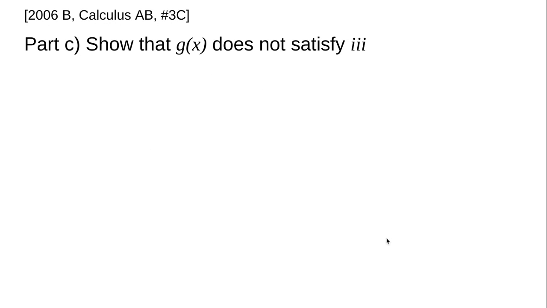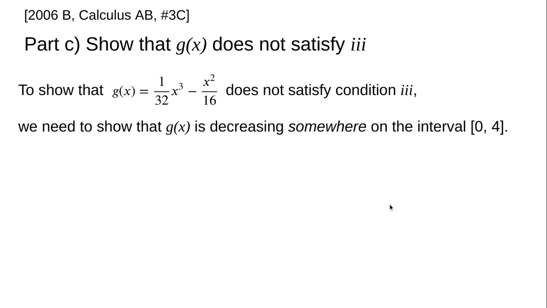In part C, we are asked to show that the g of x in part B does not satisfy the third condition for the skateboard ramp. So we need to show that 1 over 32 times x cubed minus x squared over 16 does not satisfy condition 3, and we import the c equals 1 over 32 from part B. Again, we're working with the same function from part B, so we need to use the same values.